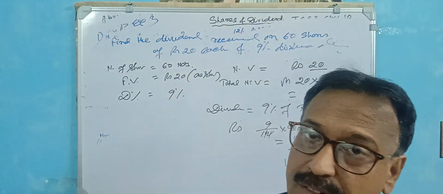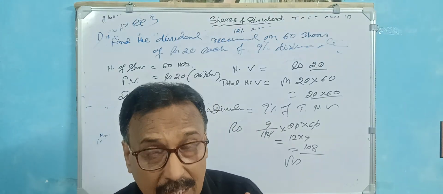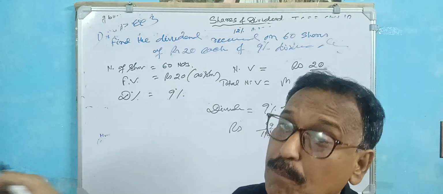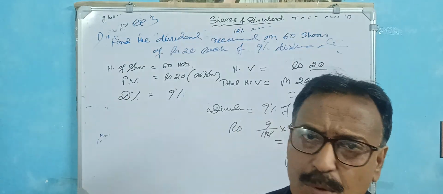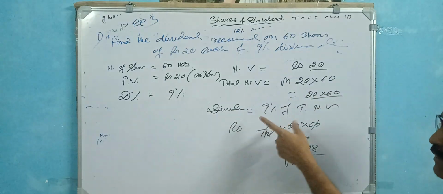But in the case of trigonometry, AP and GP, I always say you remember the formula, but the concept must be clear. You use the formula in the proper place. But here there is no need of any type of formula. Just use this. So this is the thing: for dividend, there is no need of a formula.